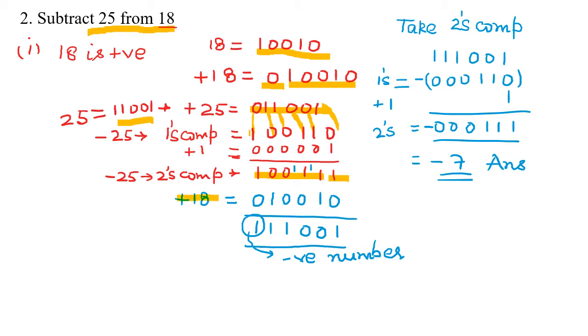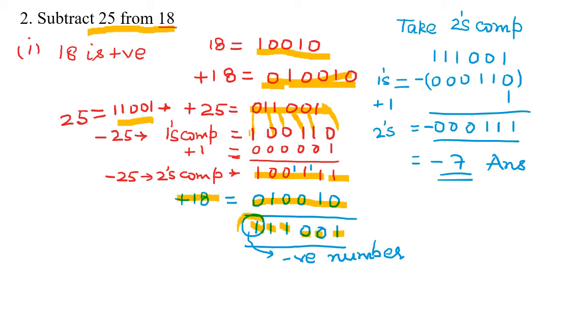Add plus 18 to it, which is equal to 010010. So add this 010010. Add the two numbers. 1 plus 0 is 1. 1 plus 1 is 0 with carry 1. 1 plus 1 is 0 with carry 1. 1 plus 0 is 1. 0 plus 1 is 1. Again 1 plus 0 is 1. Now there is no carry, so this is the answer.